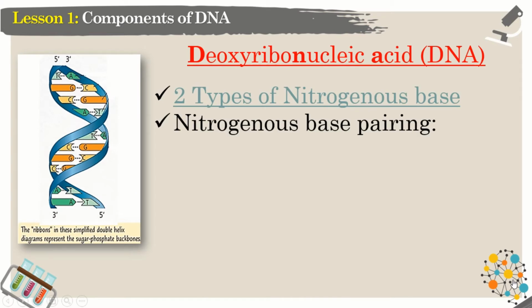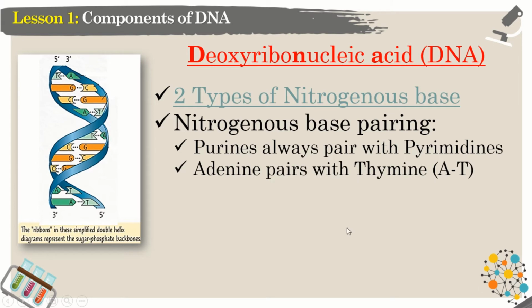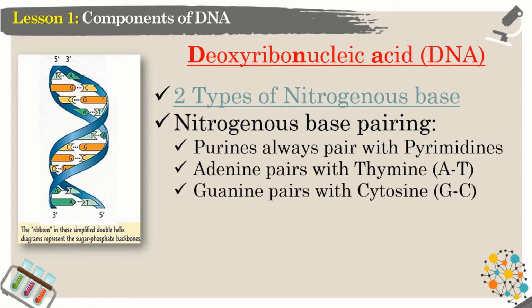So the rules for nitrogenous base pairing. Purine will always be paired with pyrimidine. So purine has a nitrogen base which is adenine, which will be paired with a pyrimidine known as thymine. So adenine will be paired to thymine while guanine will be paired to cytosine.